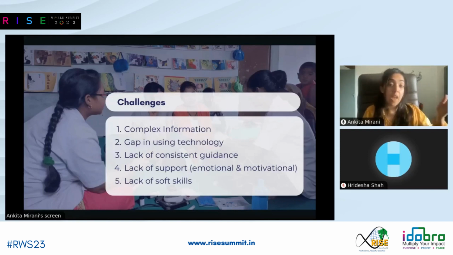Lastly, in terms of lack of support and soft skills, in support, we have resources, people who are available to them, but what about the emotional and motivational? Right? And this stands true for all humans. It's very difficult to do a lot of things without support, whether it's emotional support or motivational support. So these were some challenges that we have realized in our experience exist while we are building capacity for our communities that are from the lower income strata.